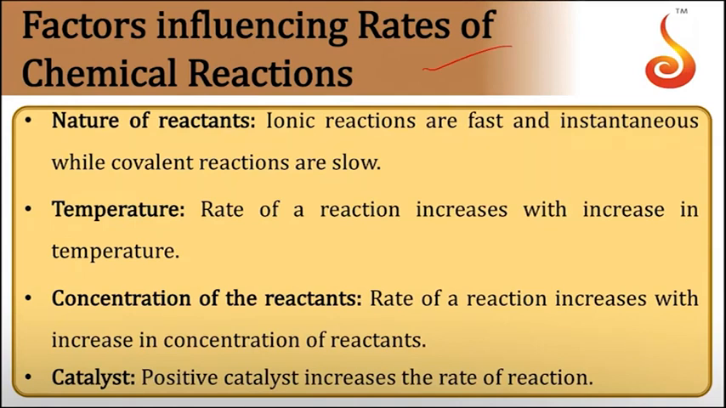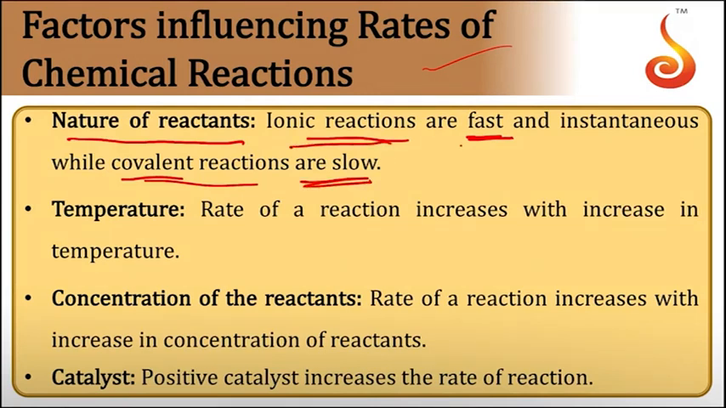Next, the factors which are influencing the rate of reaction. First one is the nature of reacting substances. Ionic reactions are very fast when compared to covalent reactions, because in ionic reactions only rearrangement of ions takes place and therefore they are fast. When it comes to covalent reactions, at the time of reaction the existing bonds have to break and new bonds have to form. It takes a certain period of time, therefore covalent reactions are slow. So finally, ionic reactions are fast and covalent reactions are slow.